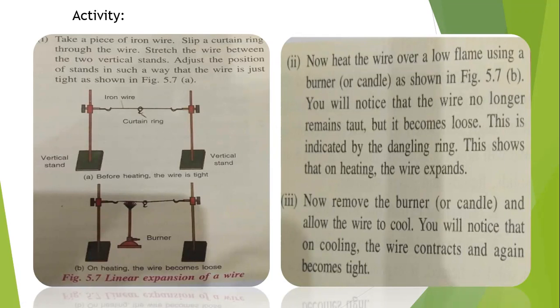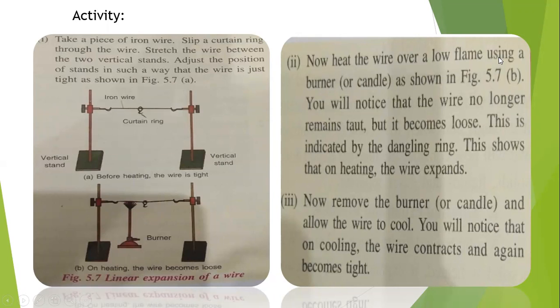See here, you take a piece of iron wire as shown in this figure and slip a curtain ring through the wire. This is the curtain ring. Stretch the wire between the two vertical stands and adjust the position of the stands so that the wire is just tight. That means the wire should not be loose. This is the case when we are not heating the wire. So, before the heating, the wire is tight. In the second case, when we start heating it up, the wire becomes loose. How? Now, let's see.